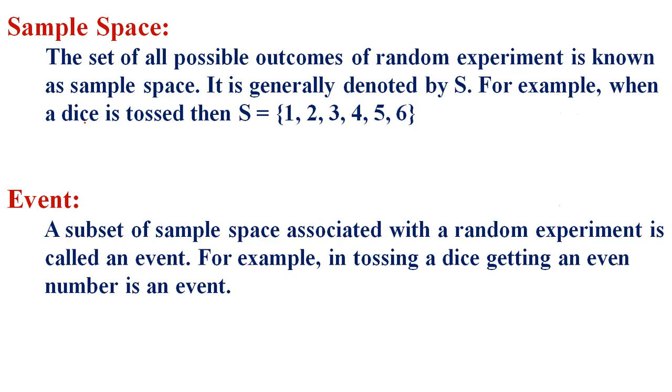Next is sample space. The set of all possible outcomes of a random experiment is known as the sample space, and it is generally denoted by S. For example, when a dice is tossed, the sample space is 1, 2, 3, 4, 5 and 6. Event. What is an event? A subset of the sample space associated with a random experiment is called an event. For example, in tossing a dice, getting an even number is an event.